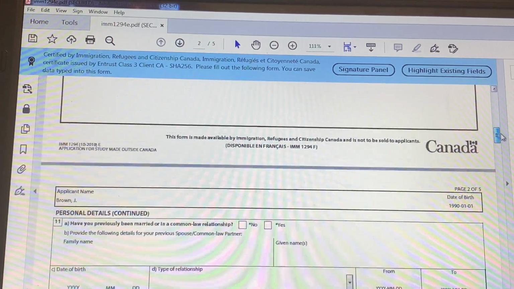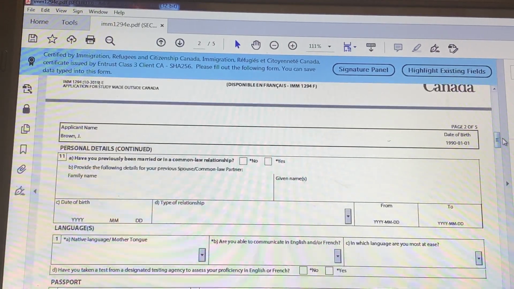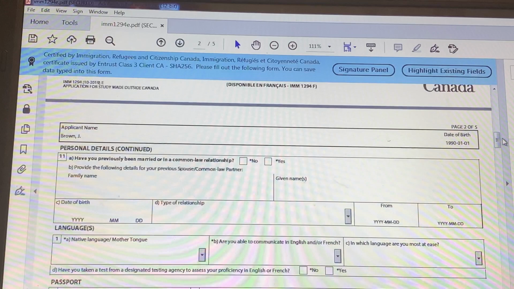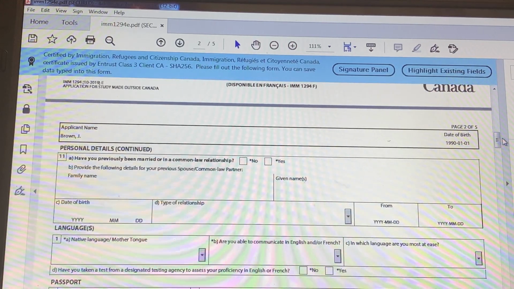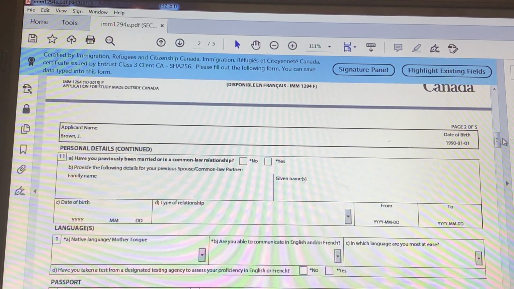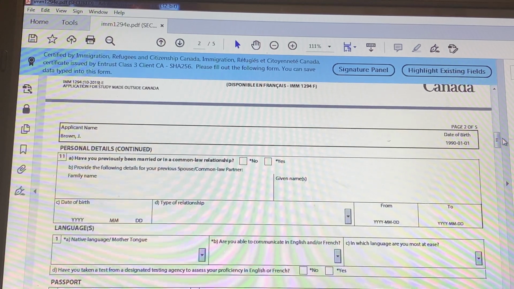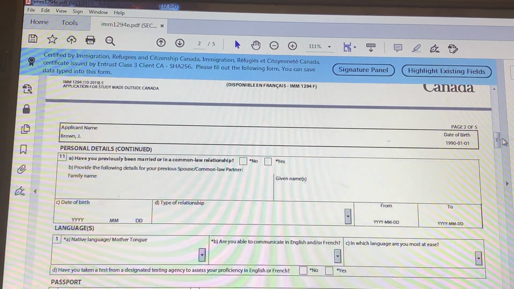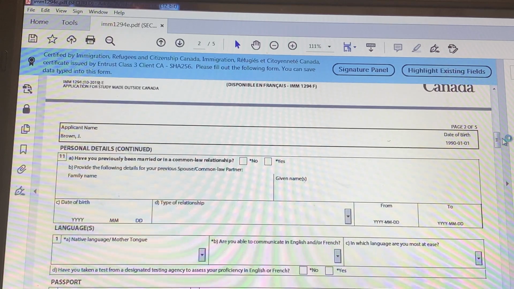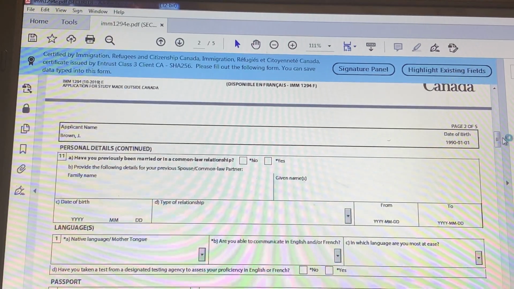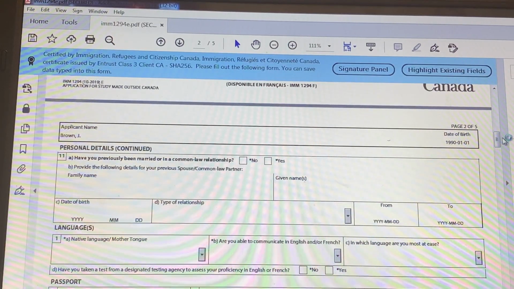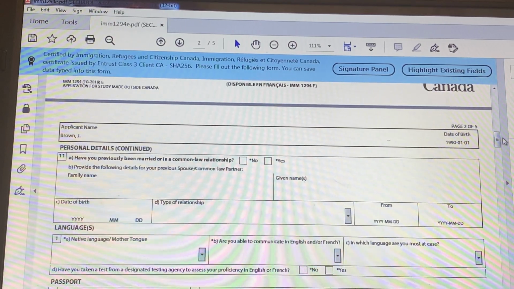Okay, guys, very important. I'm going through detail because we do not want to miss any of these questions, because the worst thing, or the last thing that you want, is an incomplete application form. You want to make sure that all your questions are answered. Now, have you previously been married or in a common law relationship? Guys, this is asking you if you have been previously married to someone else other than Mary Jane Brown, right? If it is that your only marriage is with Mary Jane Brown, then this is no.